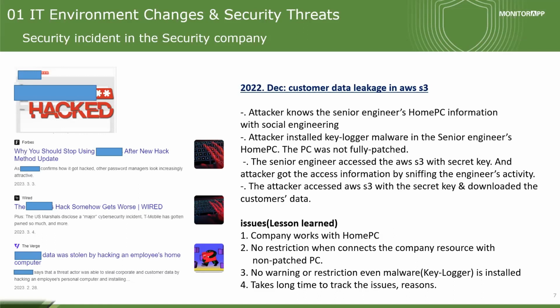Fortunately for the attacker, they realized that the senior engineer tried to access the company resource located in AWS S3 with a secret key. Since the attacker sniffed all of the activity, the attacker could get the credential information to access AWS S3. With this information, finally the attacker could download the customer's data.